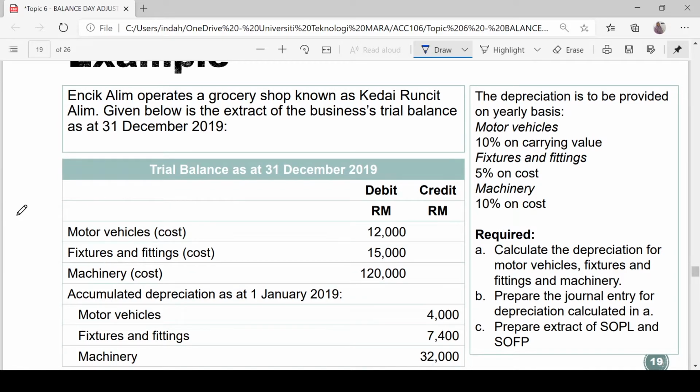Depreciation for motor vehicle is to be provided at 10% per annum on the carrying value. Fixtures and fitting 5% per annum on cost. Machinery 10% per annum on cost. You are required to calculate the depreciation for motor vehicle, fixtures and fittings, and machinery, prepare the journal entry for the depreciation calculated above, and prepare an extract of SOPL and SOFP, the statement of profit or loss and statement of financial position.